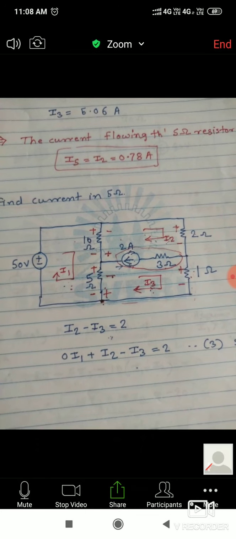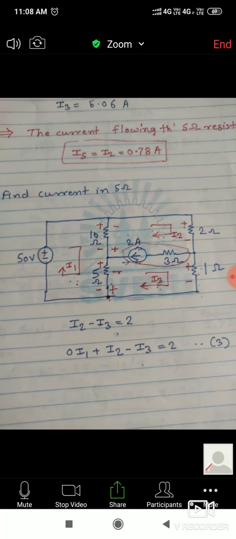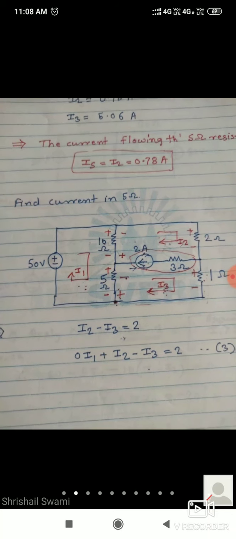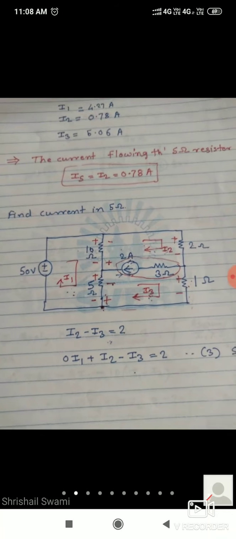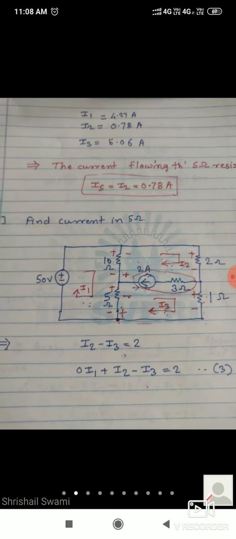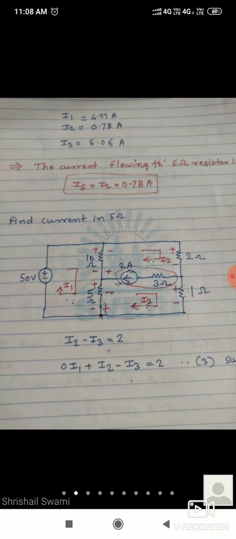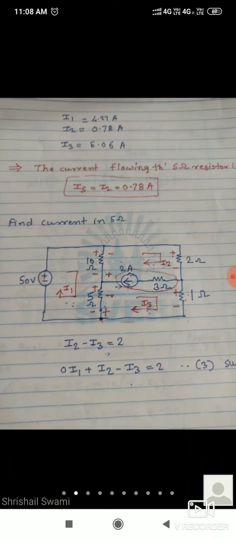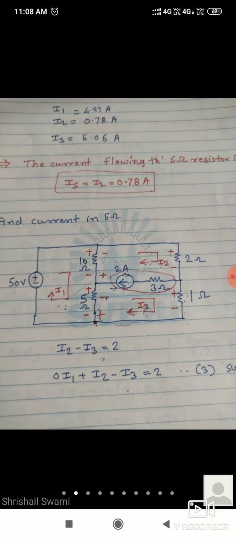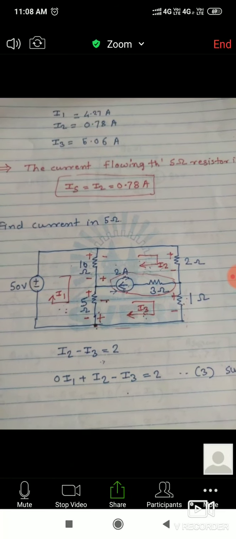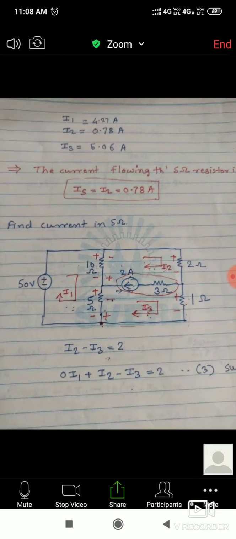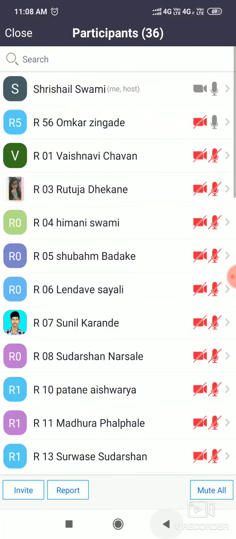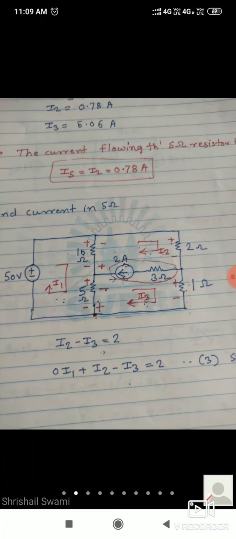I already gave the hint also. So how to apply it? How many of you solved this problem? I don't know. If anyone solved it, can you tell me the answer, that is, find the current in the 5 ohm? Anyone? No one. No one has solved it. Okay.